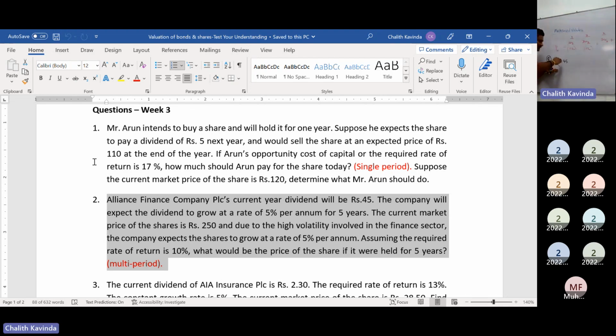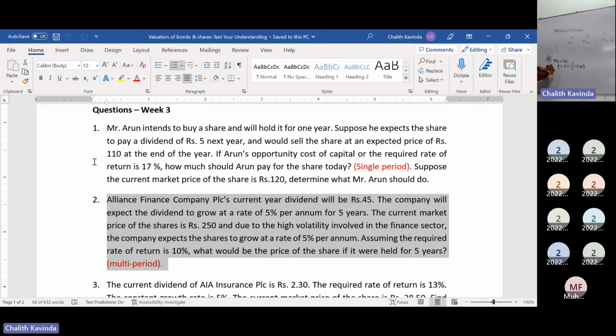Now, you could see that we are doing a multi-period valuation. The question implies that the shareholder purchased the share, the dividend will be paid, and the dividend will be increased. To get to know about the future dividends, we have been given the growth rate of the dividend. So we could say the growth rate of the dividend is 5% for next 5 years.